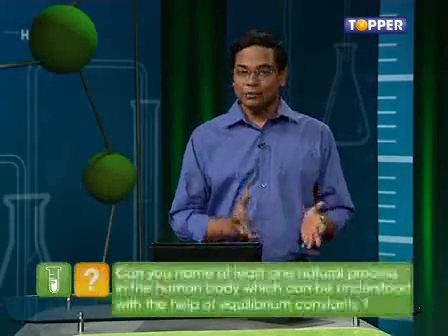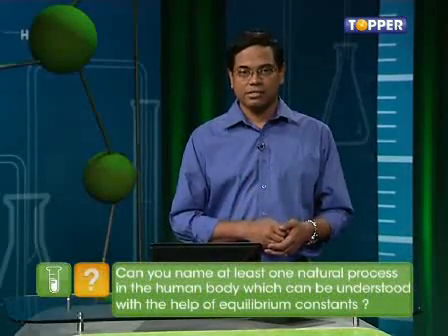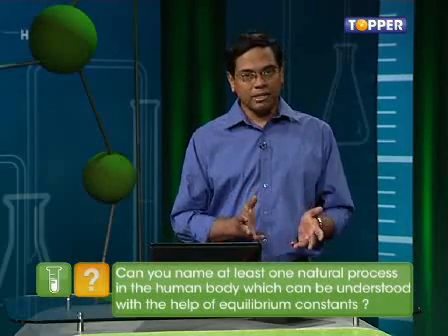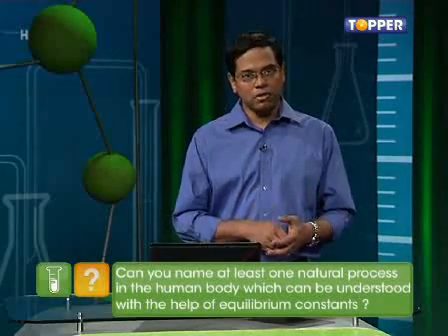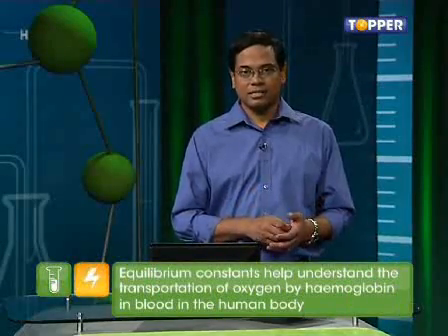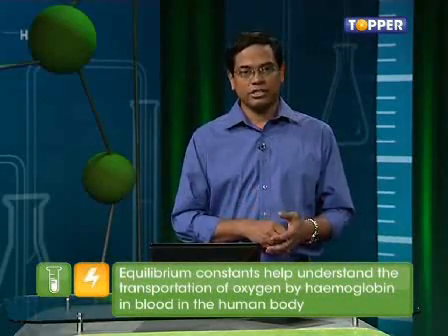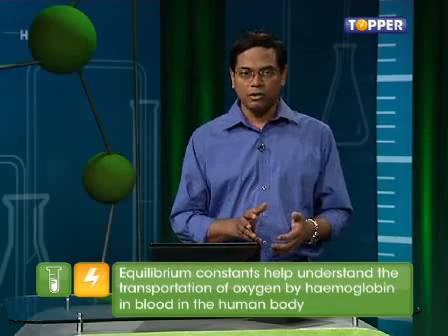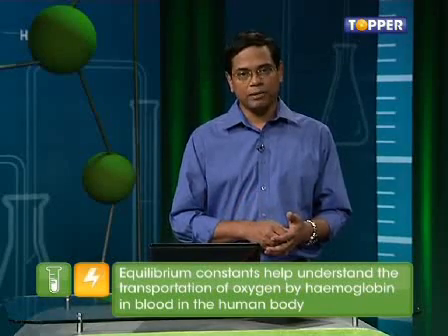Welcome back to our episode on Le Chatelier's principle. Here is the question I had left you with before the break. Can you name at least one natural process in the human body which can be understood with the help of equilibrium constants? The answer is, equilibrium constants help understand the transportation of oxygen by hemoglobin in blood in the human body. And do you know why?